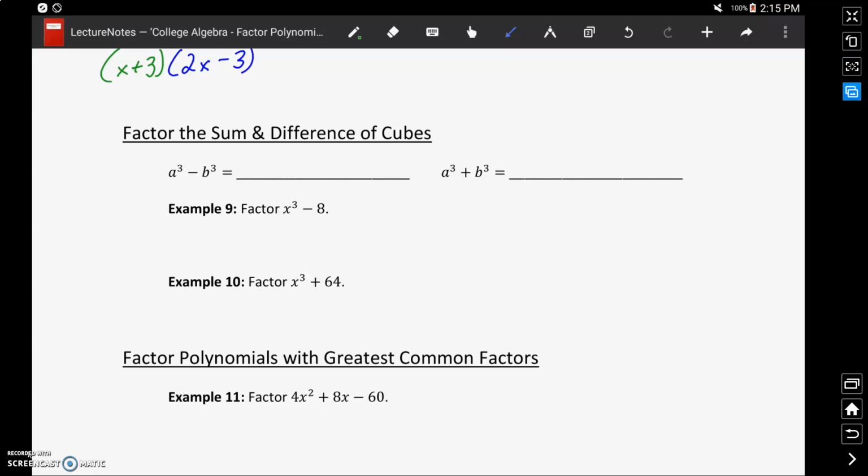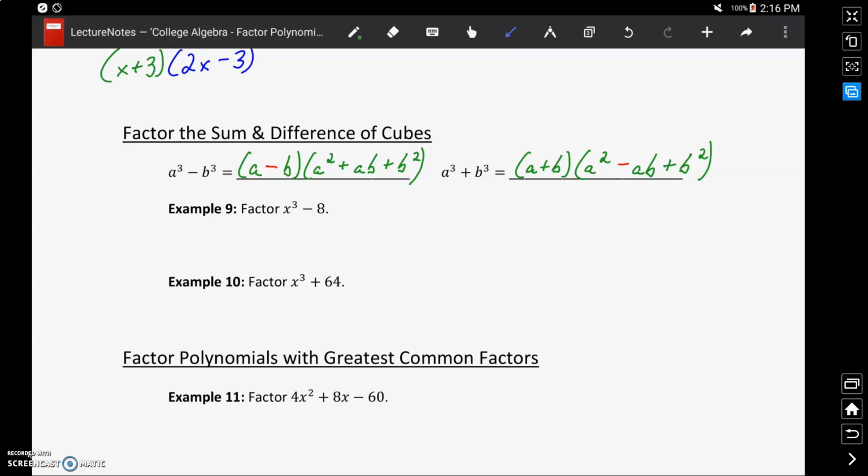We have two cases to consider, where either we have two perfect cubes which are being subtracted, or two perfect cubes which are being added together. In the first case, this would end up factoring as a minus b times the quantity a squared plus a times b plus b squared. If we have the sum of two cubes, then this would factor as a plus b times the quantity a squared minus a times b plus b squared.